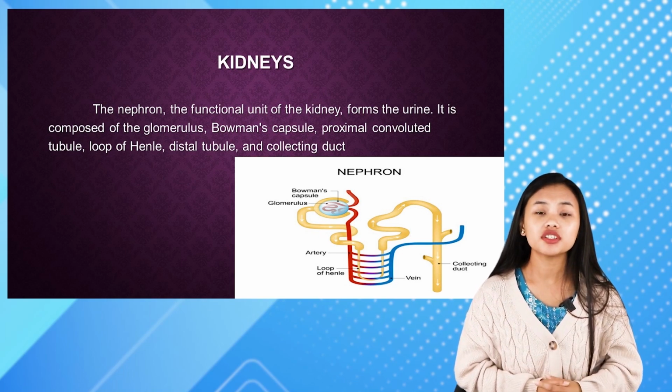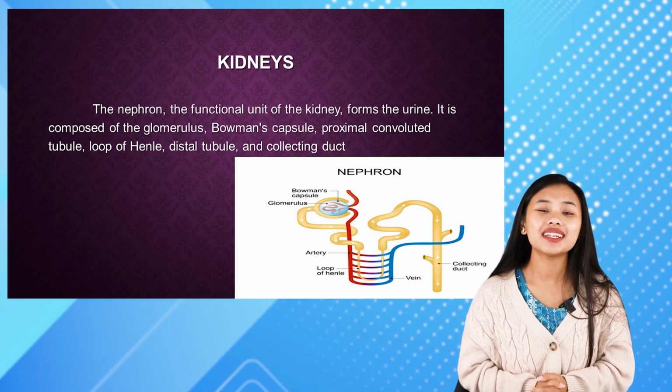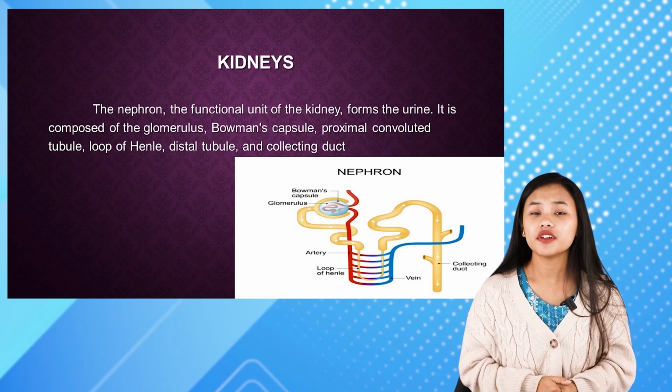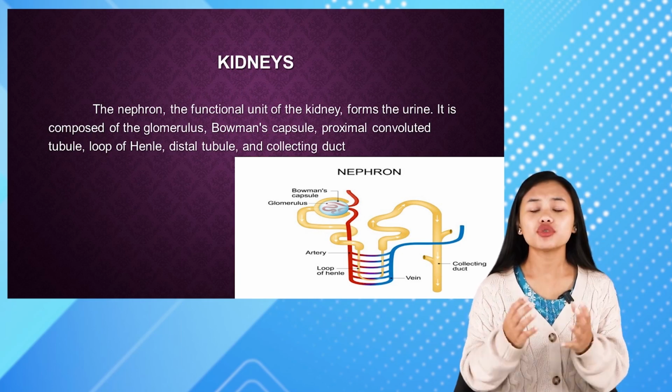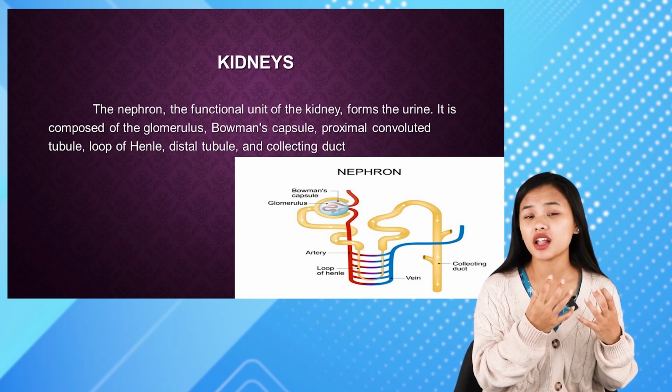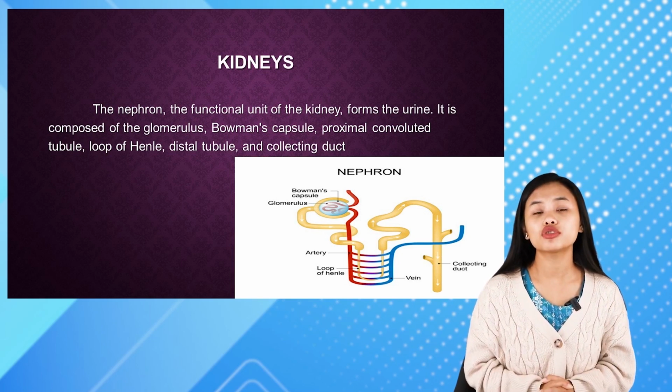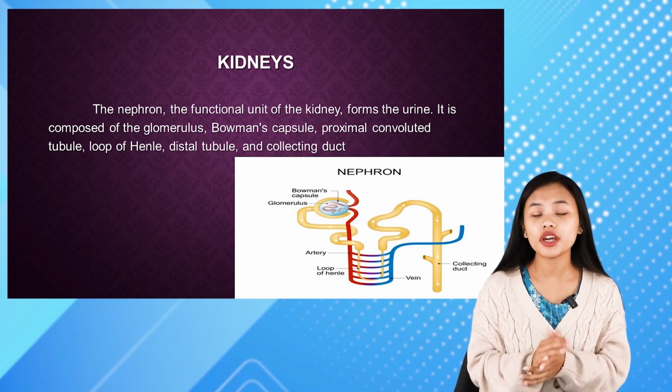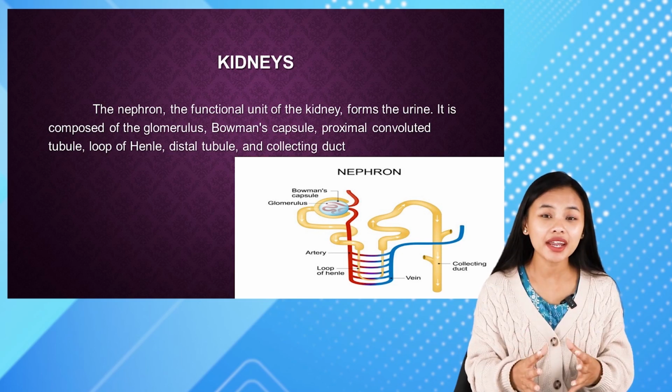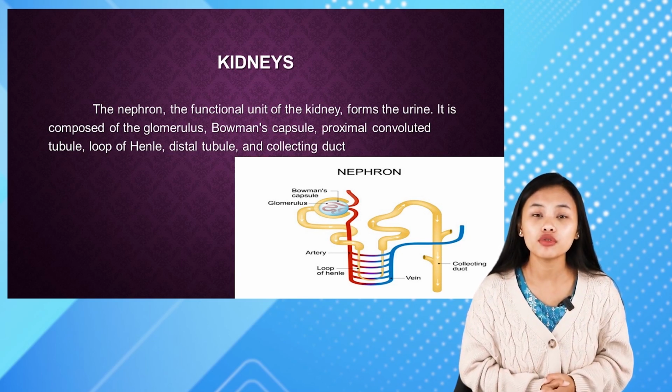However, if there is presence of large proteins and blood cells, then these do not normally filter through the glomerulus. So here, if there is presence of these large proteins in the urine, which is also known as proteinuria, then this may be a sign that there is presence of glomerular injury.